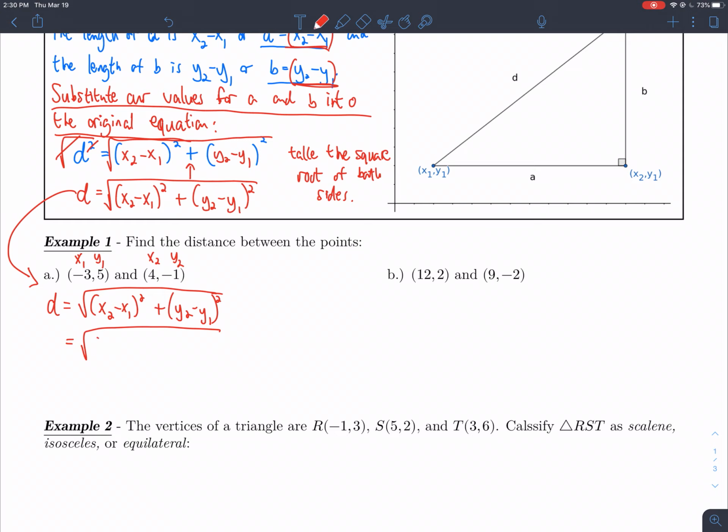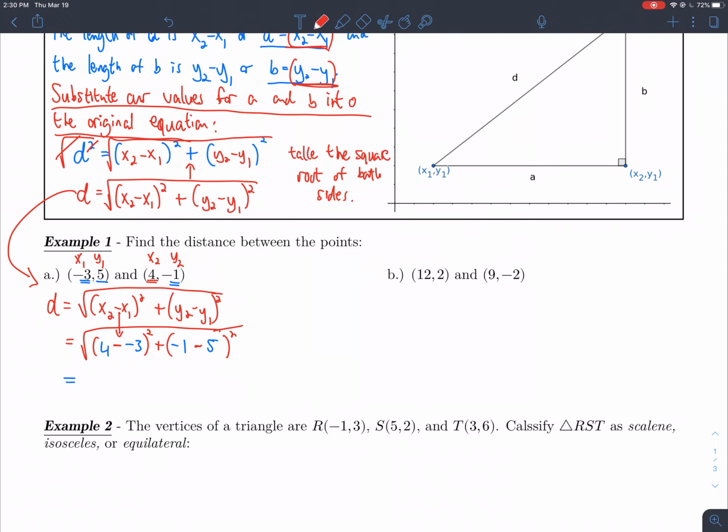So now we can just do this. x2 is 4, so let me do 4, and then x1 is -3, and there's a minus here from the formula, and I'm squaring that, plus something else squared, and there's a minus, and I just have to substitute in my y's. So y2 is -1, and y1 is 5. And so here's what I have.